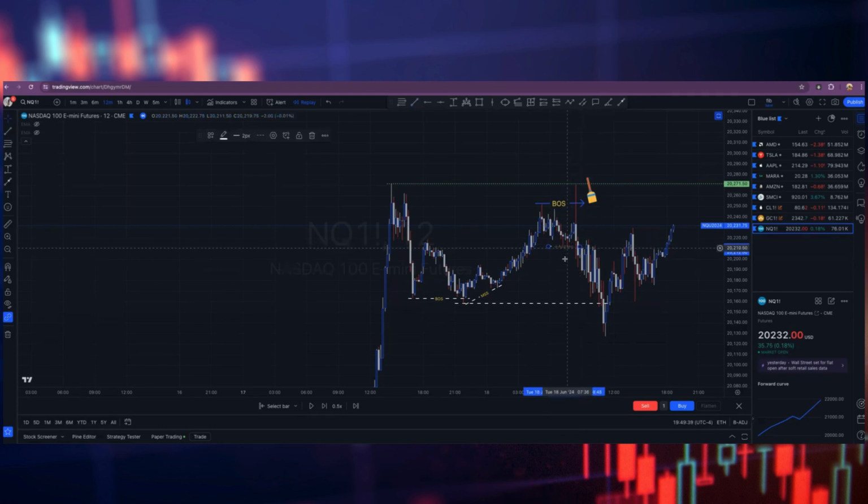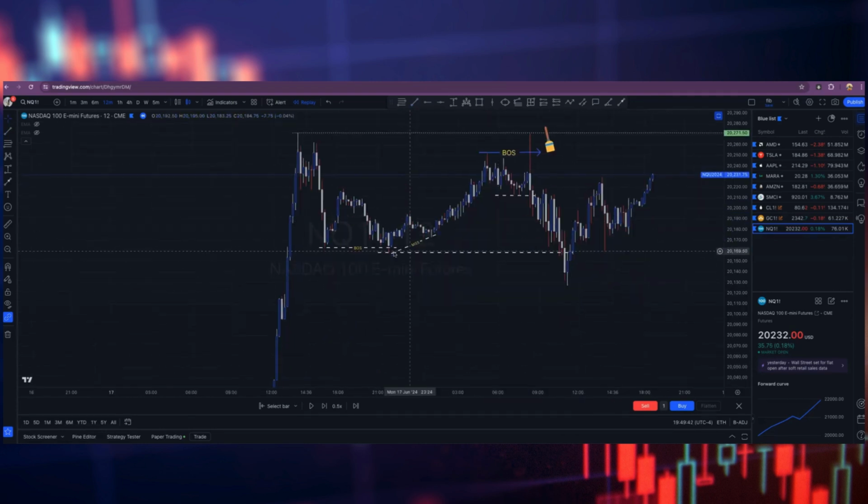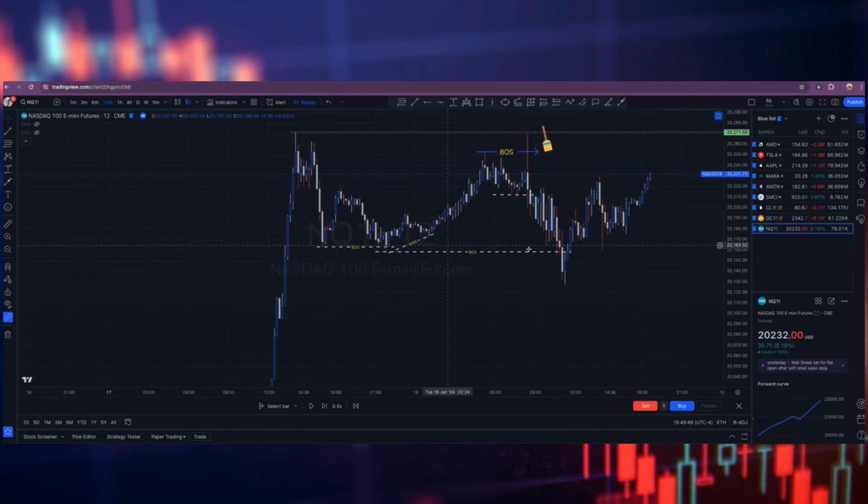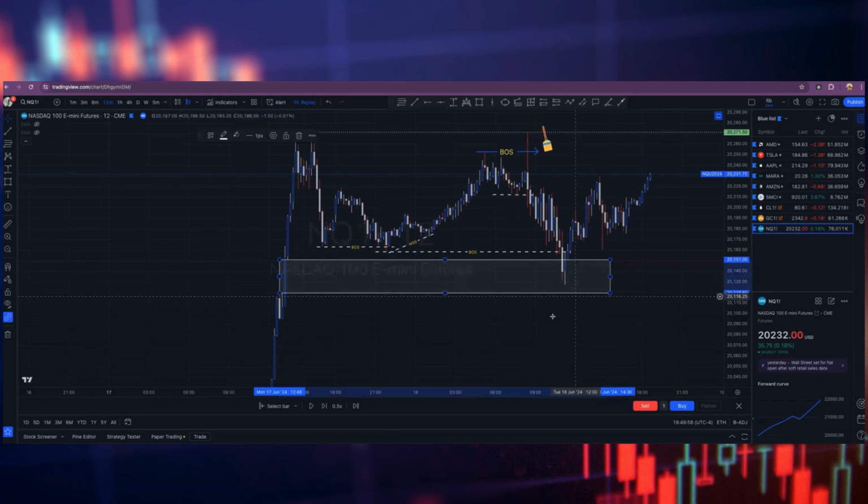Got a little internal breaker structure right there. Then they ran for the external breaker structure. Boom. Now, by the time they got there, people still trading it down. Nobody expected this to happen. Most people didn't pay attention to this fair value gap right here. So they totally missed that.